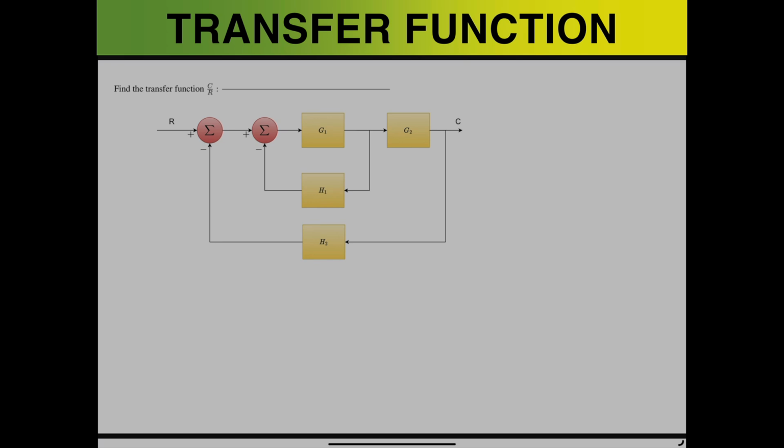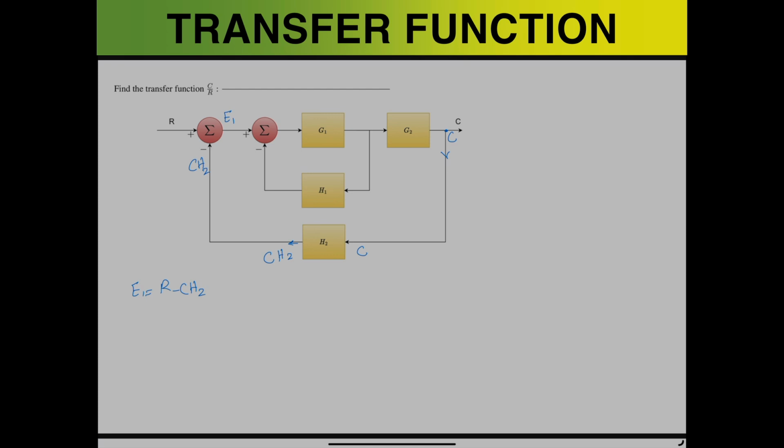I would again start from the output of this system, as C is going to feed H2. So C is the output node. I would call it C, and whatever comes out of that is also C. So C enters H2, and the output is going to be CH2. Now CH2 is going to be fed to this error detector. And the output of that, which I can call E1, is simply E1 equals R minus CH2.